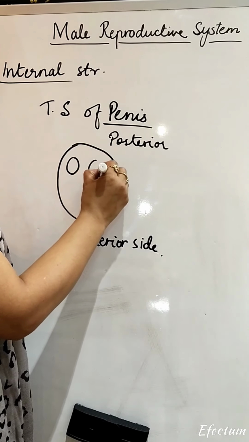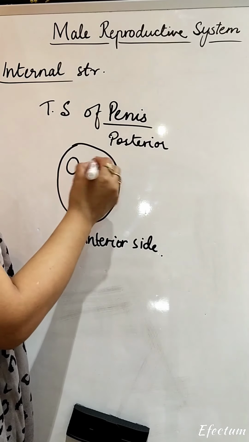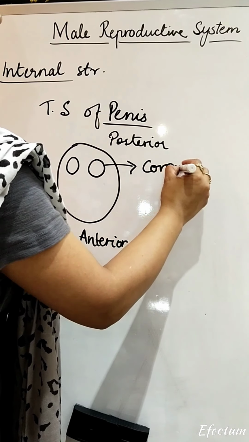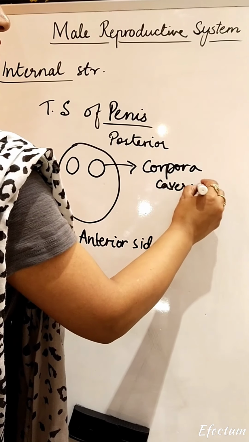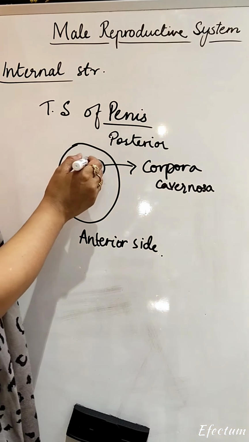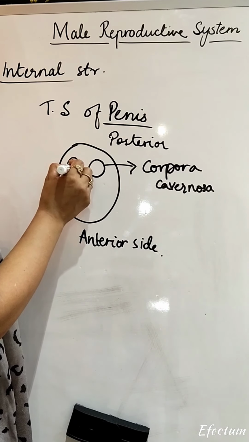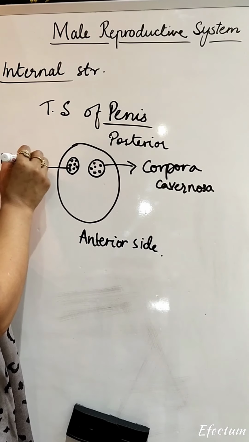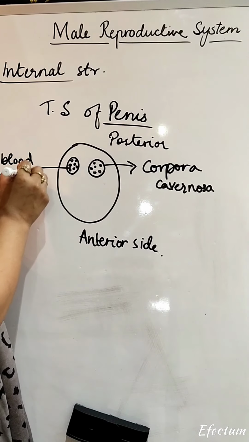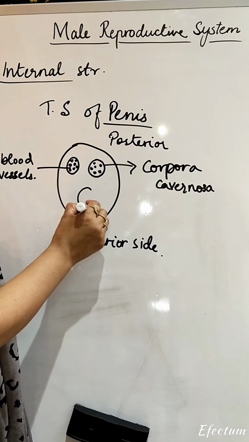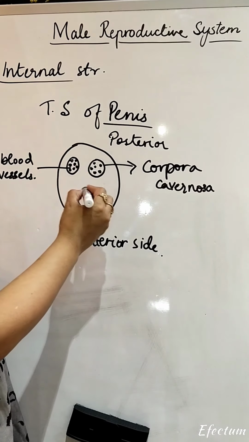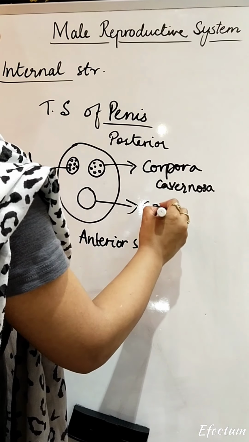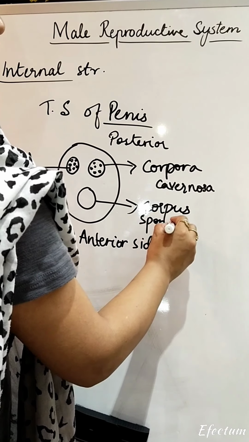The posterior portion contains two tissues which are called corpora cavernosa. These are highly vascular tissues due to the supply of blood vessels. These are the blood vessels. And the anterior side also contains one tissue which is called corpus spongiosum.